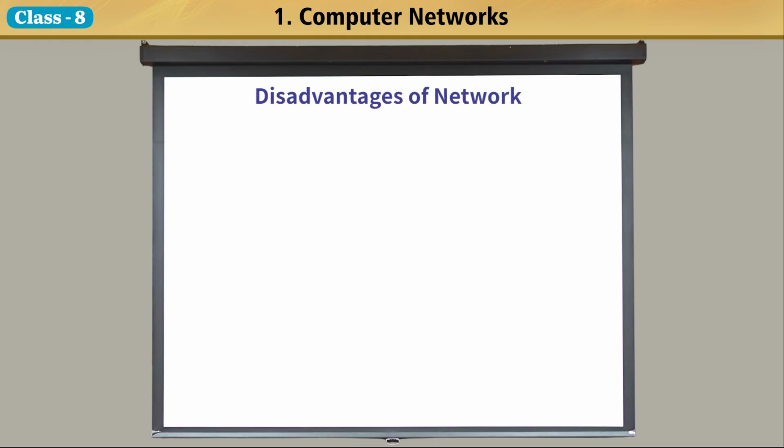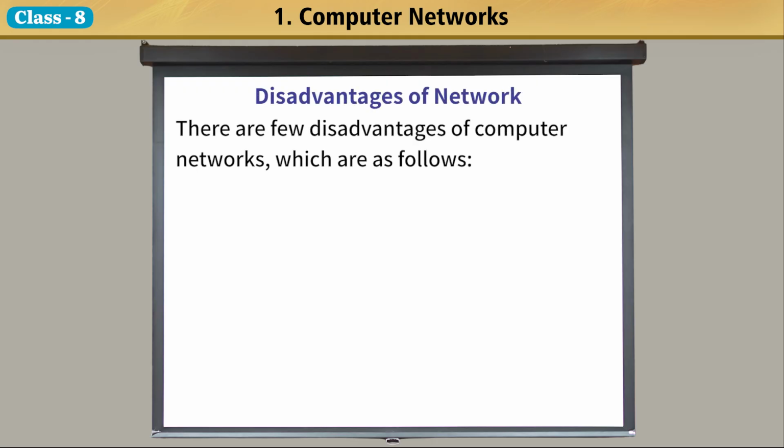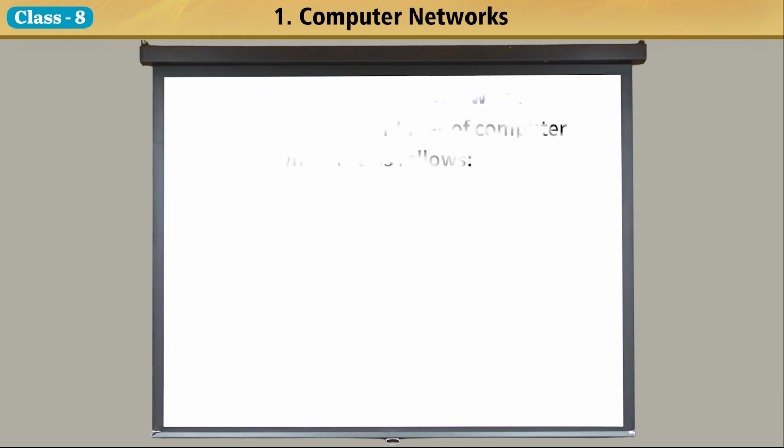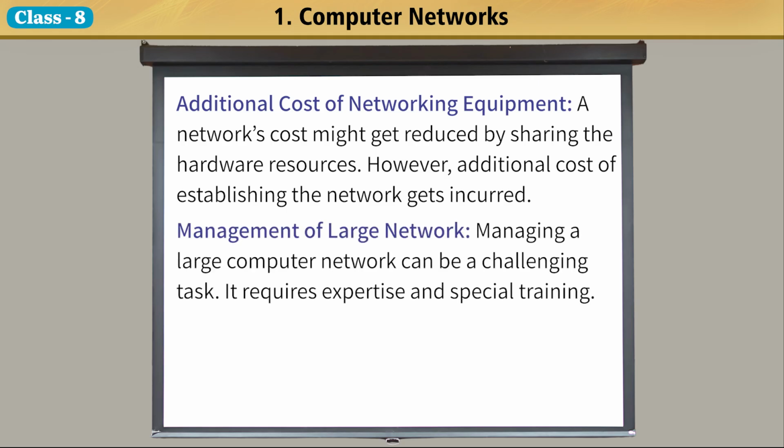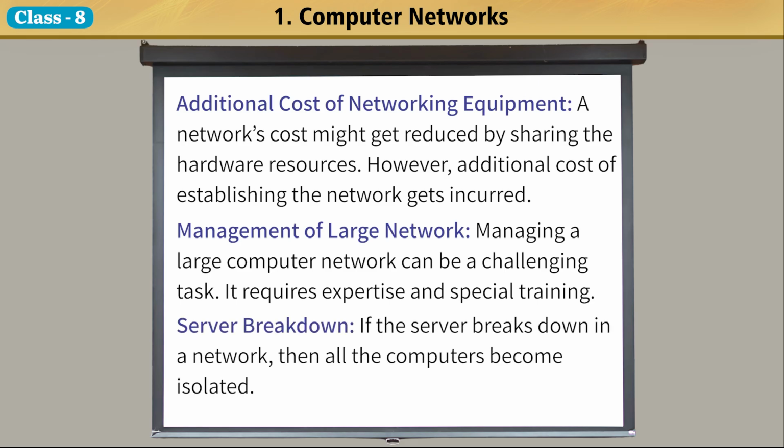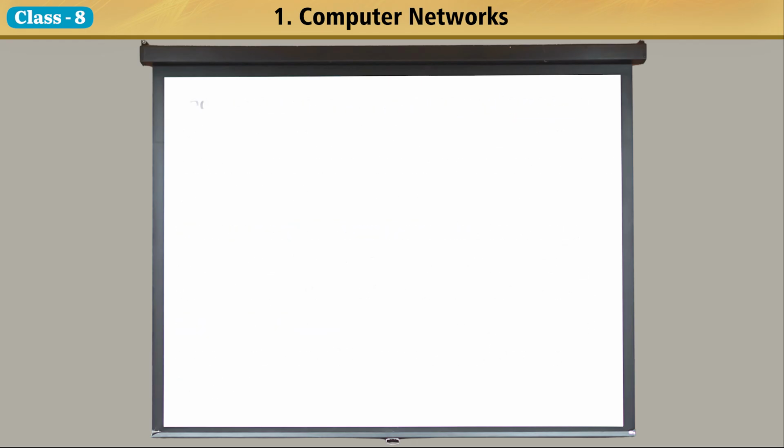Disadvantages of network. There are a few disadvantages of computer networks, which are as follows. Additional cost of networking equipment. A network's cost might get reduced by sharing the hardware resources. However, the additional cost of establishing the network gets incurred. Management of large network. Managing a large computer network can be a challenging task. It requires expertise and special training. Server breakdown. If the server breaks down in a network, then all the computers become isolated. Security issues.